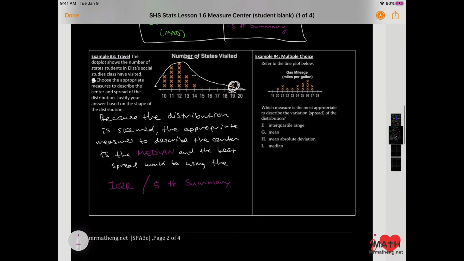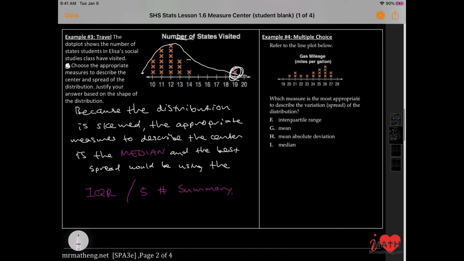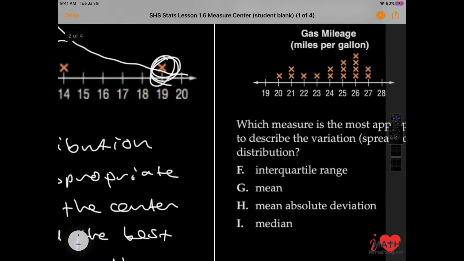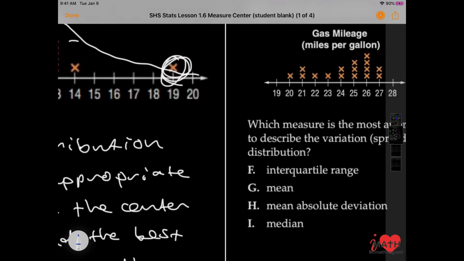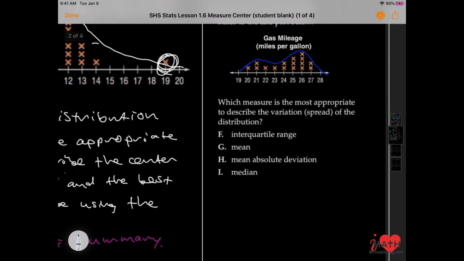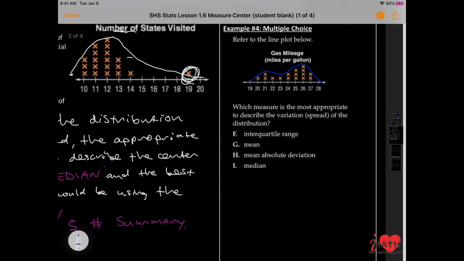All right, let's make a bump on question number 4. Example number 4, multiple choice. Refer to the line plot or dot plot there. Does that look normal? Can you cut it in half? Can you give half the left side to your brother and the right side to your sister and they won't fight? Kind of draw it above. So this one, again, doesn't look normal, okay?